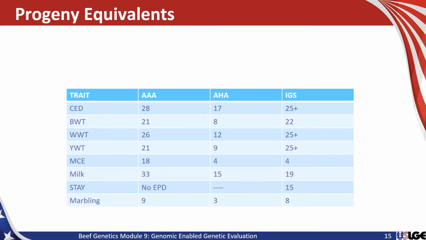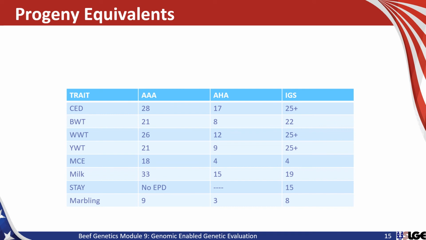Another way to look at the impact of accuracy of genomics is through what we call progeny equivalence. On the far left, I have various traits: calving ease direct, birth weight, weaning weight, yearling weight, maternal calving ease, milk, stayability, and marbling. Then across the top, I have different breed organizations. AAA is the American Angus Association, AHA is the American Hereford Association, and IGS is International Genetic Solutions, the large multi-breed genetic evaluation collaboration that I mentioned before.